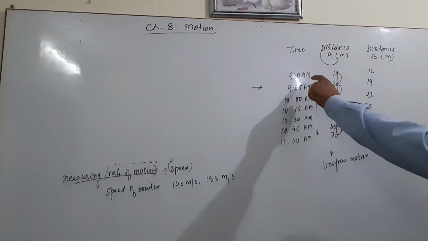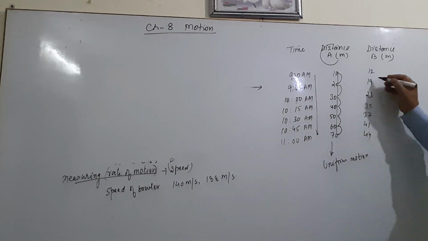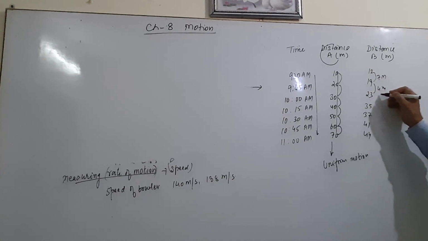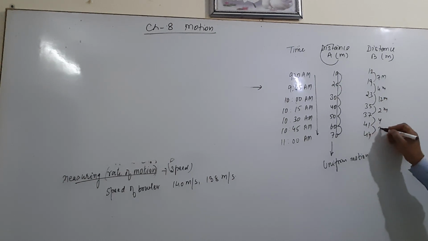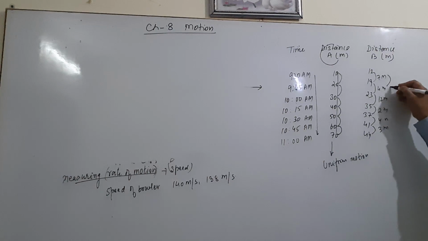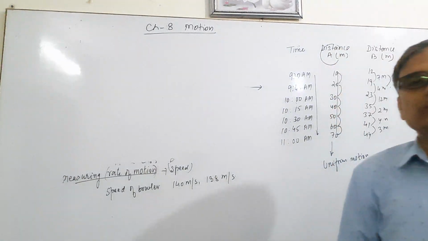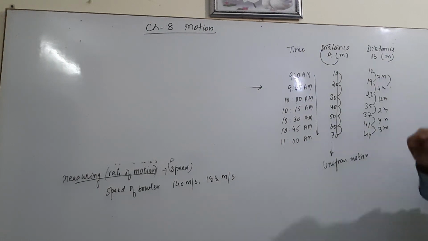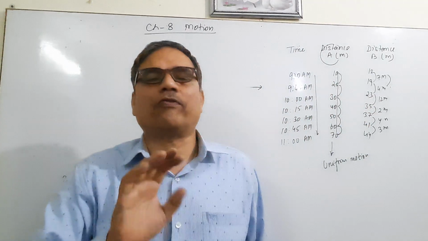And here the time difference is the same. The distances are first 12, then a difference of 7 meter, 4 meter, 12 meter, 2 meter, 4 meter, 3 meter. It means time is the same and distance is not the same. It means B covers unequal distance in equal intervals of time.